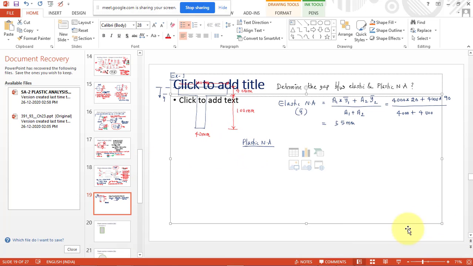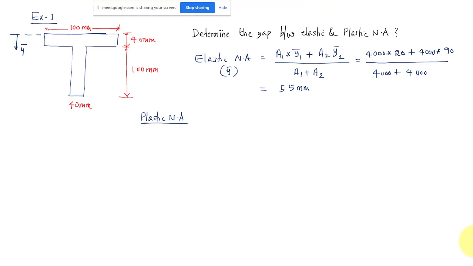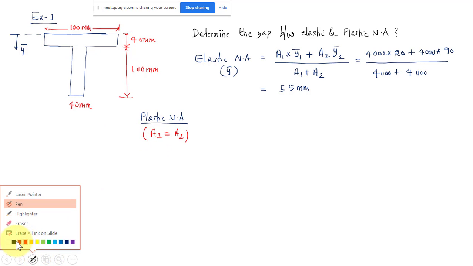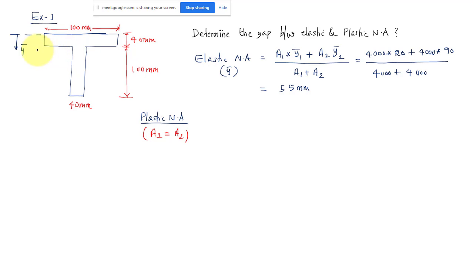So you can directly say where the plastic neutral axis will be by looking at the geometry. In this case, where will the plastic neutral axis be? So what should be the condition? The area above the neutral axis and the area below the neutral axis must be equal. At the junction of flange and web. Because the geometry is like this, both are the same, so you can directly take this as the neutral axis. And even if you solve it, you will get the same.